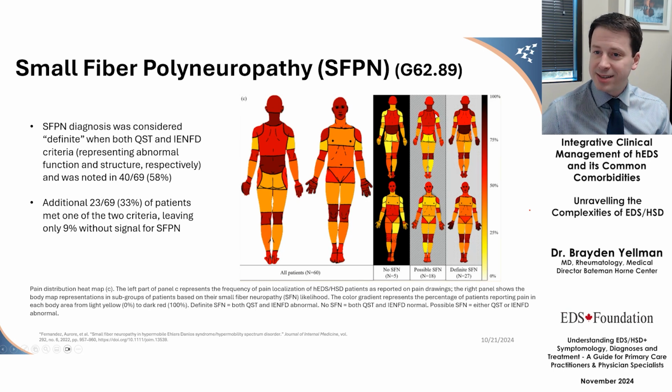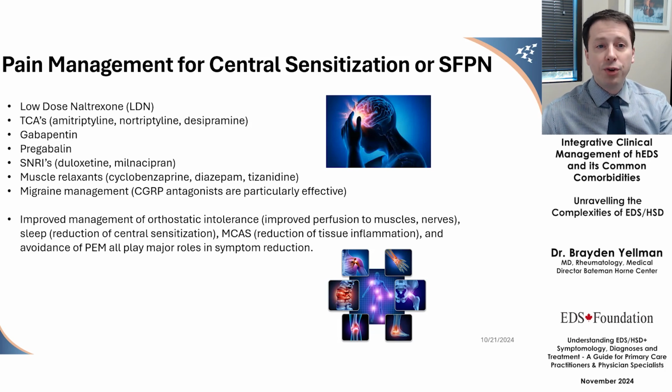So this here is a heat map of pain for probable and for people with definite small fiber polyneuropathy. You can see how closely this matches the pain maps for patients with hypermobile spectrum disorder alone. So we really think that small fiber polyneuropathy may be playing a role in this distribution of sensory pain in patients. What do we do for pain management?